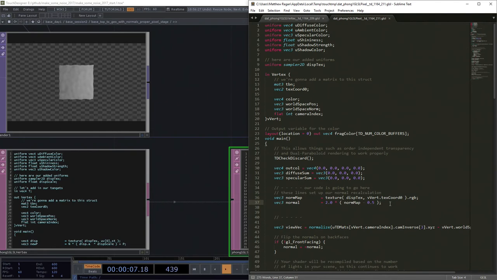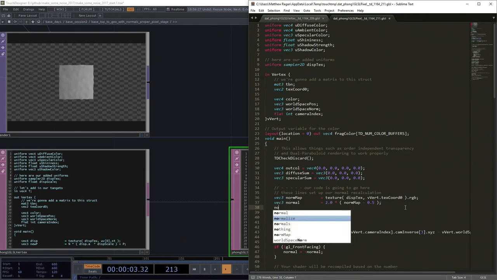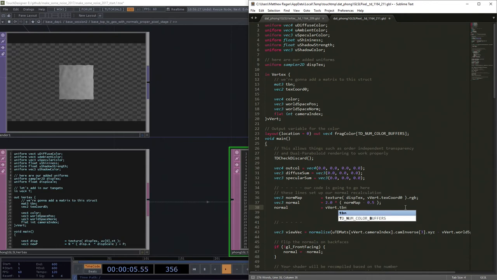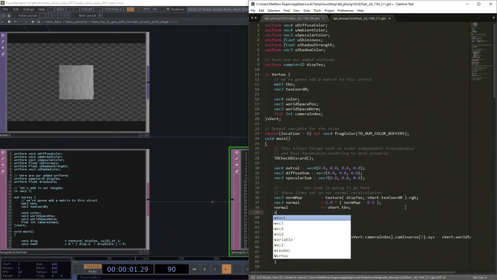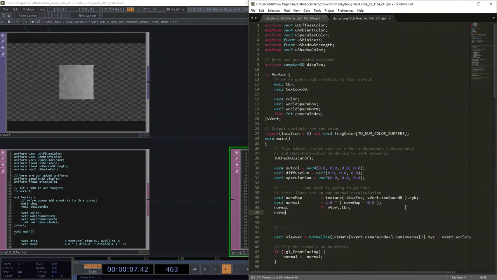So we've got one thing set up here. Lovely. Let's take our normal, and while we're at it, take our vvert transformation matrix and multiply that. We could just do this, times equals vvert TBN. All right. And then finally, we're going to take our normal and we're going to normalize it.